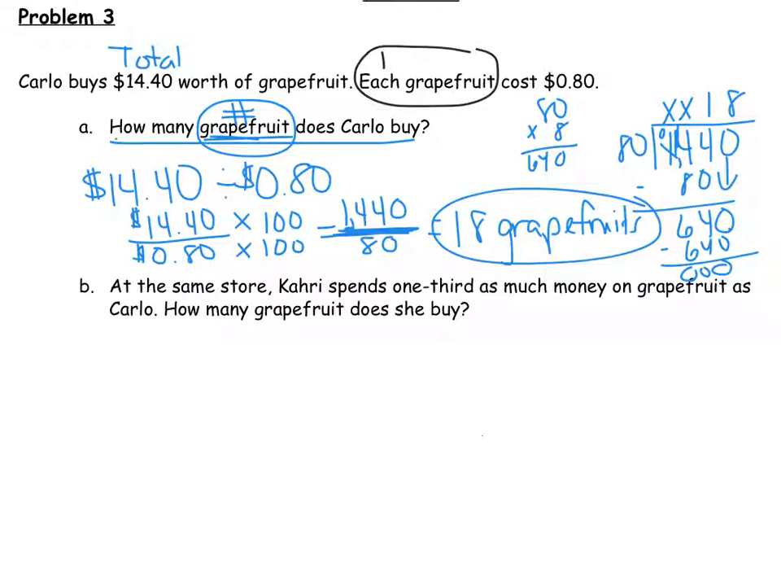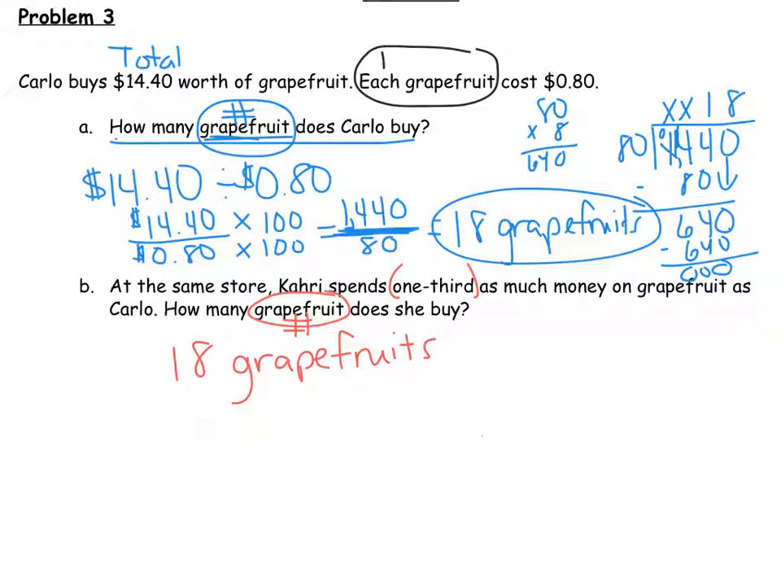Part B. At the same store, Carrie spends 1/3 as much money on grapefruit as Carlo. How many grapefruit does she buy? So she spends 1/3 as much on grapefruit as Carlo. So I need to find the number of grapefruit. So we know that Carlo bought 18 grapefruits. And Carrie spent 1/3 as much money on grapefruits. What's the number of grapefruits did she buy?